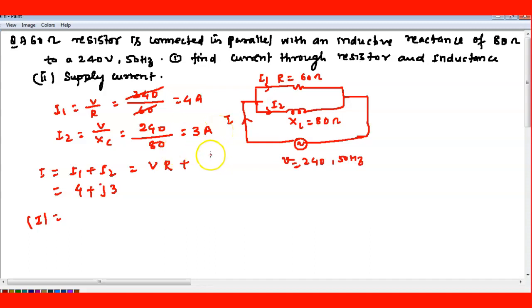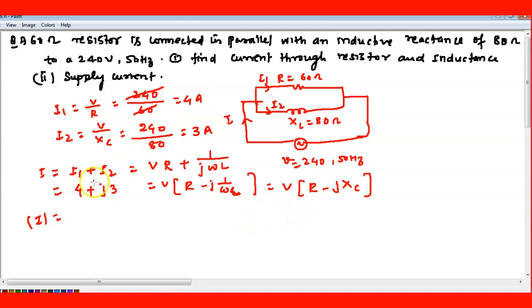1 upon j into omega, XL into omega into L, right? And 1 upon j, what we have written? Minus j. So minus j, it will become like V common here, R minus how much? j into omega L, 1 upon omega L. Okay, so 1 upon omega L is what, XC only, no? So V is R minus j into XC.